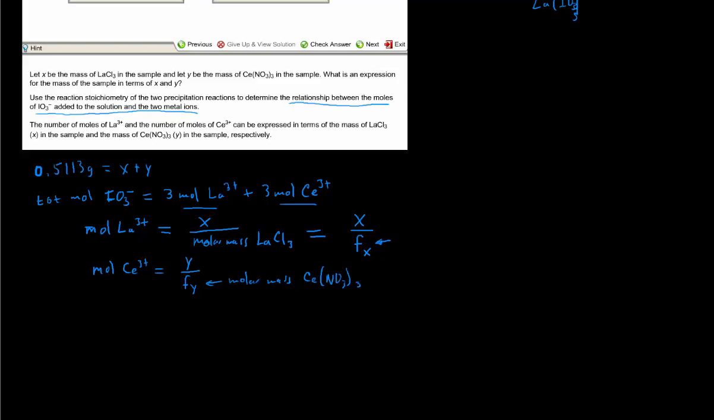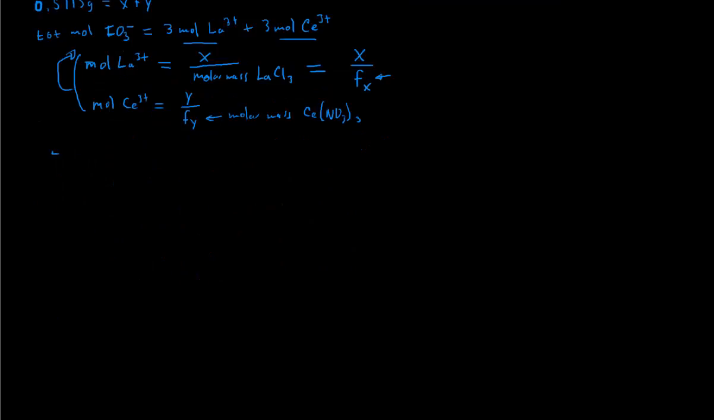So what we're going to do now is substitute these two things up into this equation up here. So we get a new equation that says total moles iodate is equal to 3 times the moles of lanthanum, so that's 3 times X over Fx, plus 3 times the moles of cerium, and that's Y divided by F sub Y. Okay, so now we've got an equation. So we don't know X, we don't know Y, those are our unknowns. 3 we know, F of X and F of Y we know.